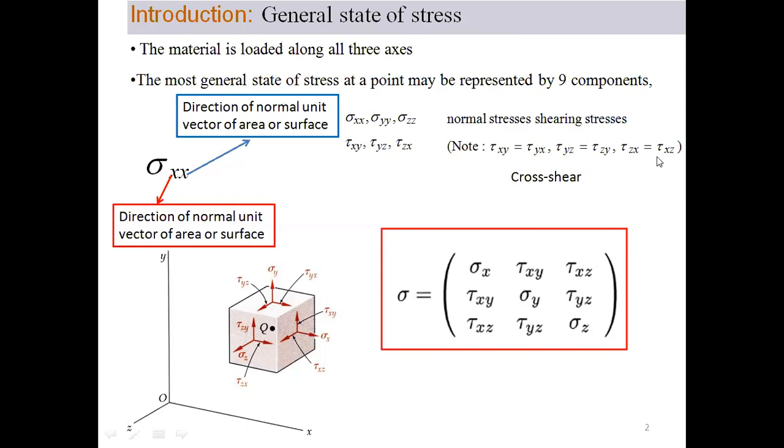These are cross components. So it means that if we somehow know or calculate these 3 normal components and these 3 shear components, that is sigma xx, sigma yy, sigma zz, and tau xy, tau yz, and tau zx, then we would be in the position to know all these 9 components of the stress at a point. And then we could say that we completely know the stress at that point Q.